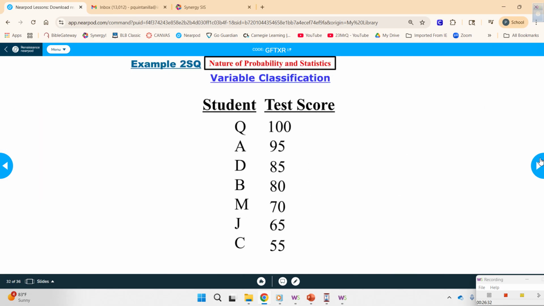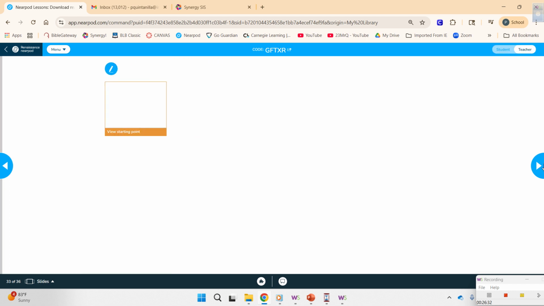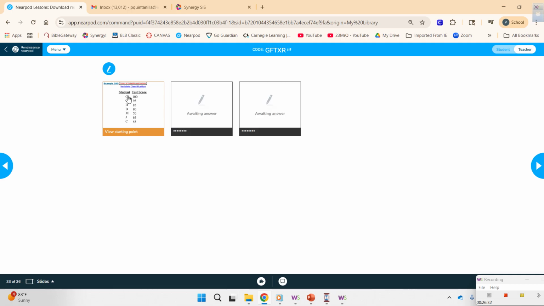Let's go to the next one. Look at this one. Here are different students. Student Q scored 100 on a test. Student A, 95. D, 85. B, 80. Tell your neighbor, what could this be? What kind of classification? And write it on the screen.